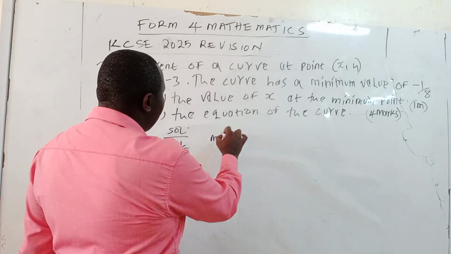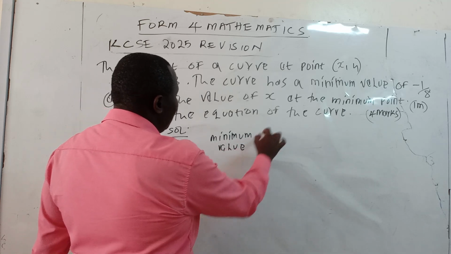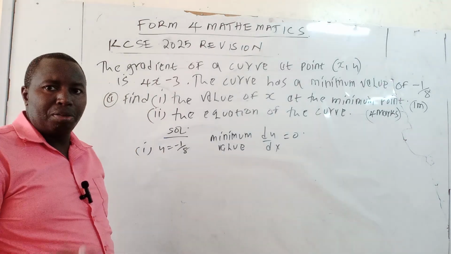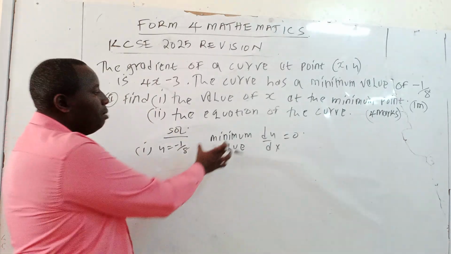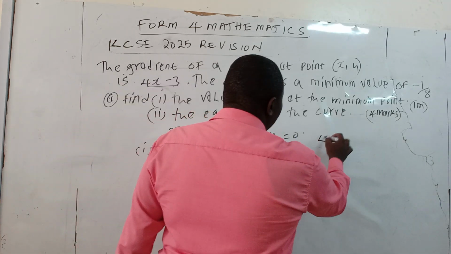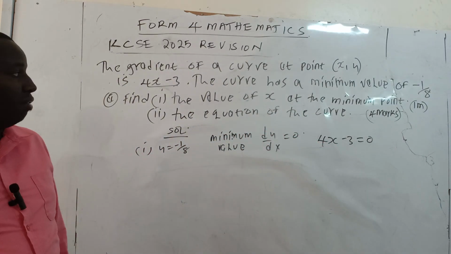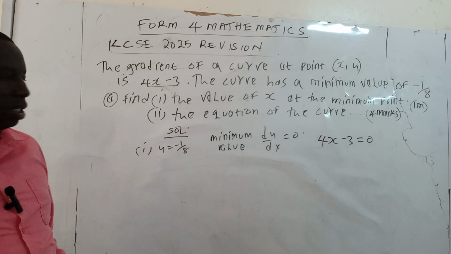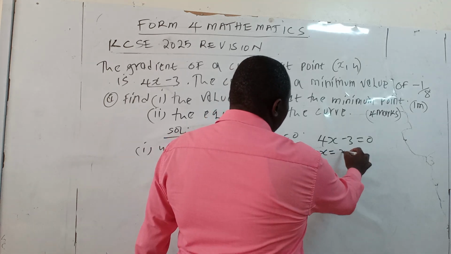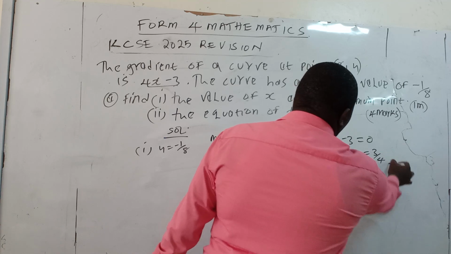When you talk of a minimum point, a minimum value, then dy over dx is always equal to 0, because this is a stationary point. We have stationary points: minimum, maximum, and the point of inflection. So at a minimum point, dy/dx equals 0, which you are given as 4x minus 3, equated to 0, because you want to find the value of x. So 4x equals 3, divide by 4, so x is equal to 3 over 4.